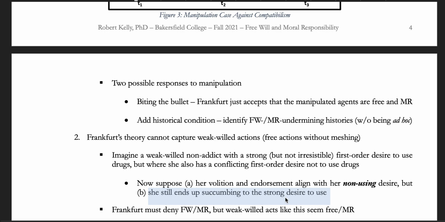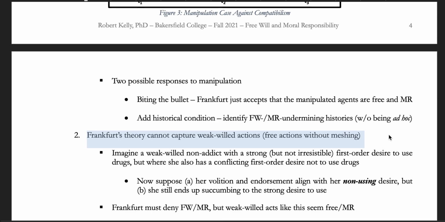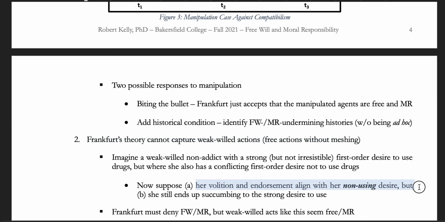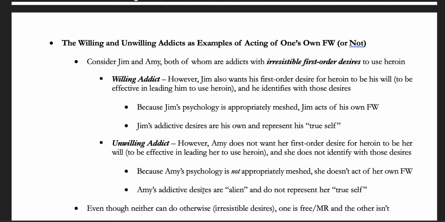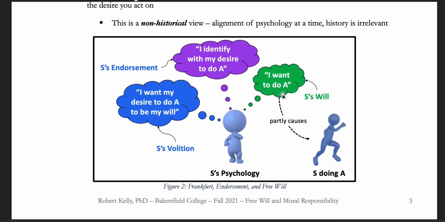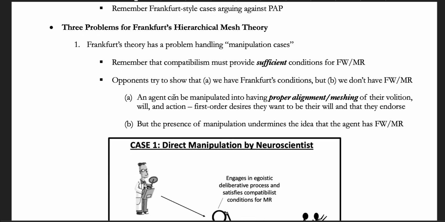Most people think these weak-willed actions are free and responsible. But Frankfurt's theory seems to have a problem capturing that. Because if your volition and your endorsement are aligned with your non-using, but then because you're weak-willed, on a one-off occasion you end up using or eating the cheesecake, you're not free and responsible. Because in order to be free and responsible, the thing that causes you to act has to be aligned with your higher-order desires and your endorsement. And in weak-willed actions, it's not.